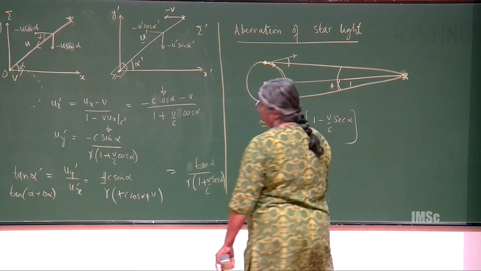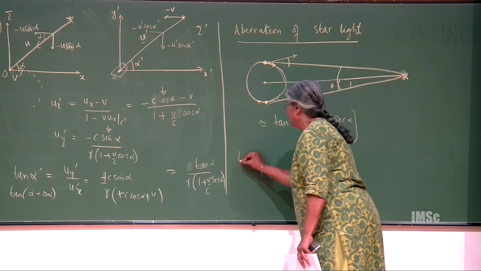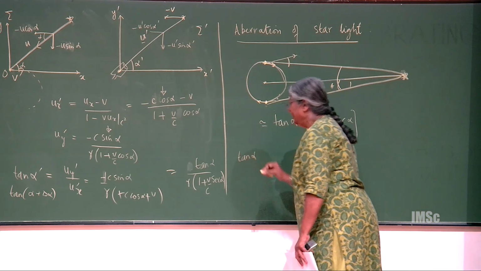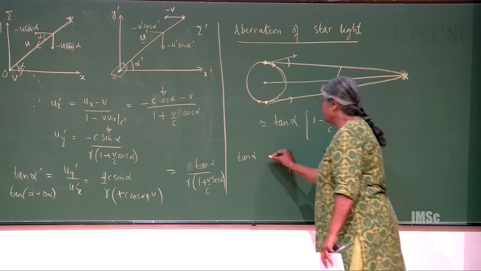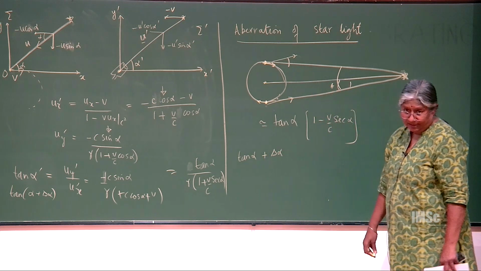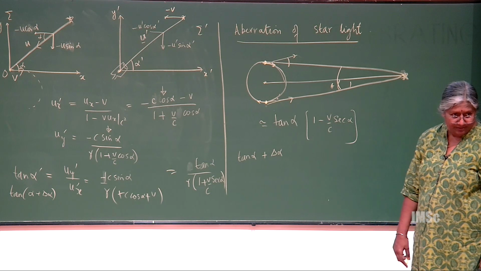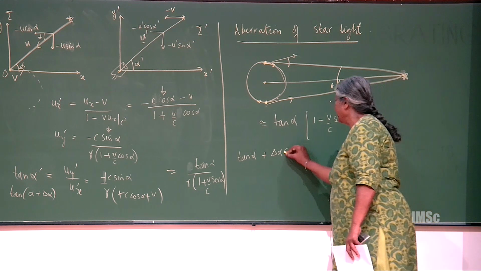So what is the expansion for tan alpha plus delta alpha? It is tan alpha plus epsilon, which is delta alpha, times d by d alpha of tan alpha. What is d by d alpha of tan alpha? Secant squared alpha, right?